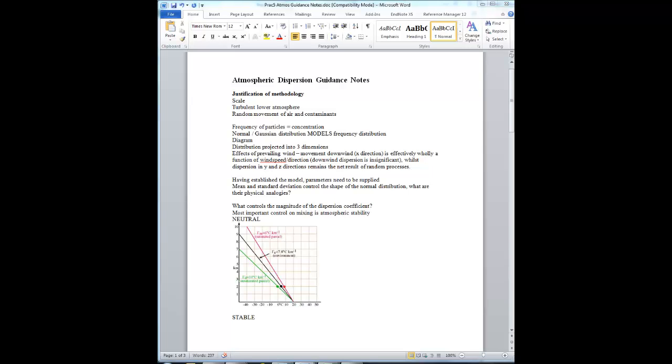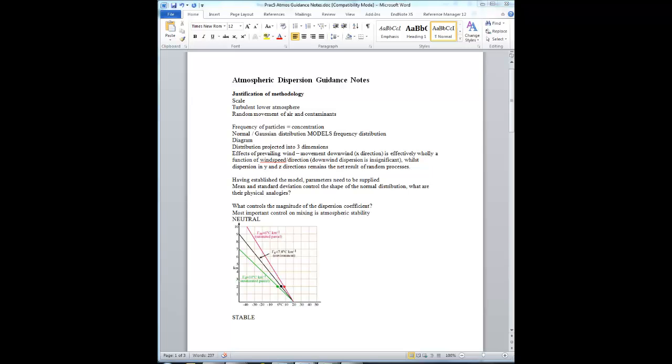In the upper atmosphere, dispersion is controlled by fairly predictable winds. The geostrophic wind, which blows from high pressure to low pressure but deflected to flow parallel to isobars because of the Coriolis effect, and the jet stream, these winds are fairly predictable, and a lot of effort goes into predicting the behaviour of those winds. But they're not appropriate for the dispersion in the lower atmosphere that you're going to be looking at.